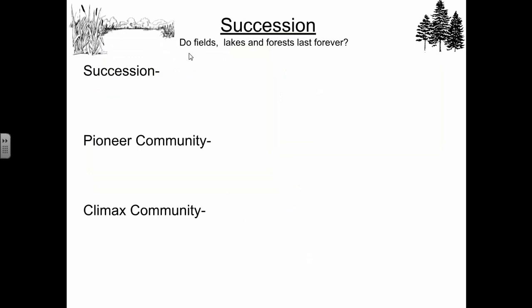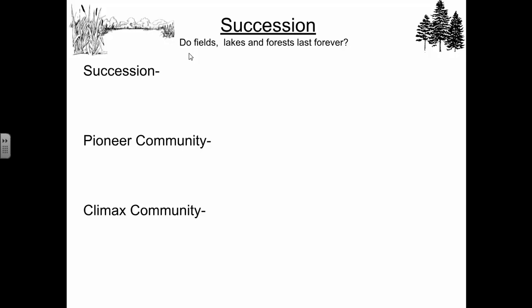All right, so our last topic in this section is about succession. So this has to do with the question I asked you before class. What would happen if an ecosystem is left undisturbed? They don't stay basically the same, unchanging.